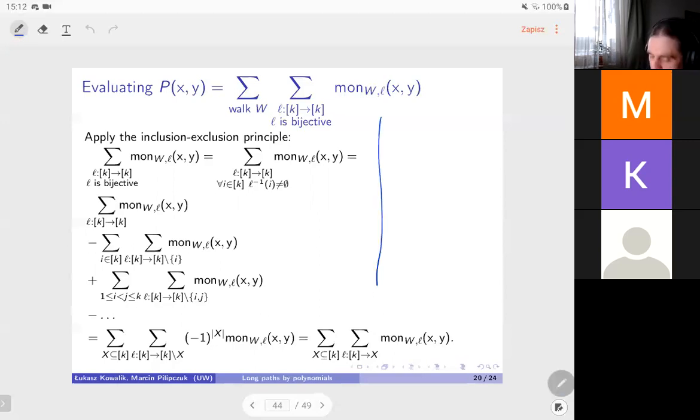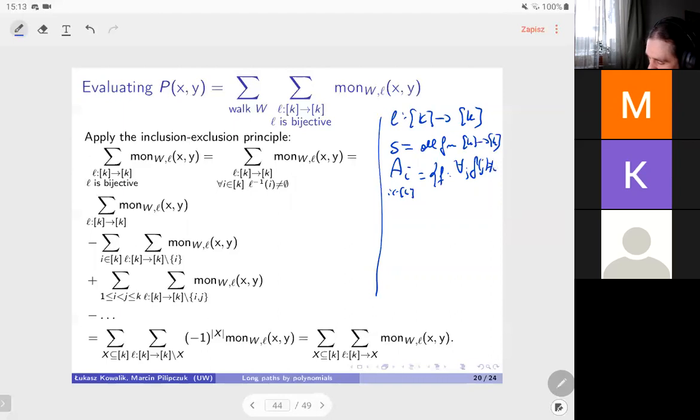So think of using inclusion-exclusion: I have got these functions from k to k. My entire space is just all functions from k to k. And the A_i, for i in k, are the functions such that nothing goes to i. For every j, f(j) is not i, so i is not in the range of the function. I want to look at the intersection of the A_i complements, and inclusion-exclusion says that I can as well look at the sum of minus one to the size of X, times the size of the intersection of A_i over i in X.